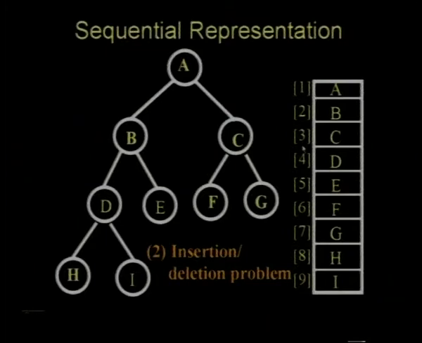Suppose we want to insert a node as a child for say B, and this has to go down, then everything has to be shifted. Similarly, if you want to delete, everything has to move up. The problem is similar to what we have already seen about arrays, where insertion and deletion are inefficient, but accessing, or searching for a node, is very efficient. The same is true for sequential representation of trees, because we are using an array as the representation.